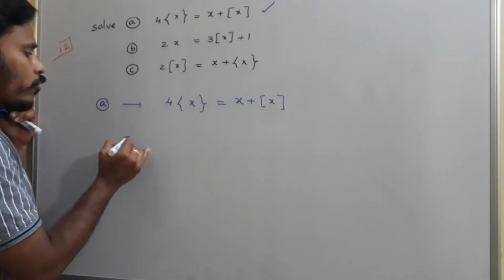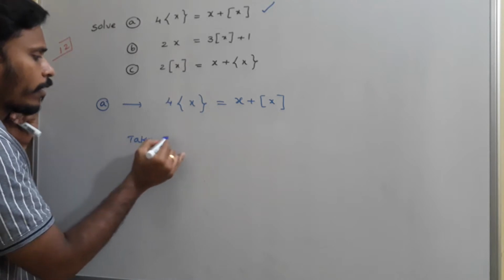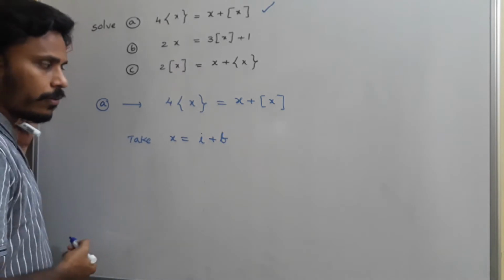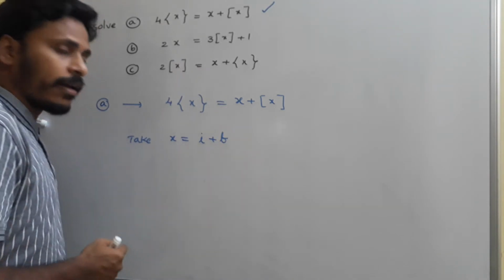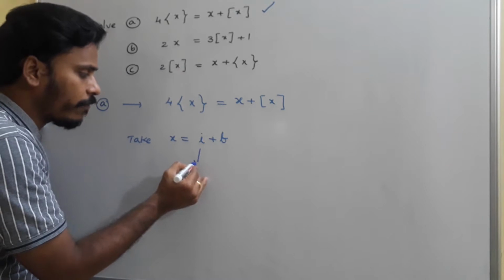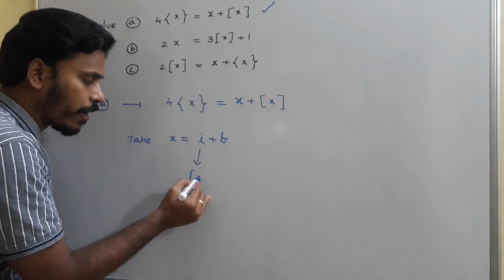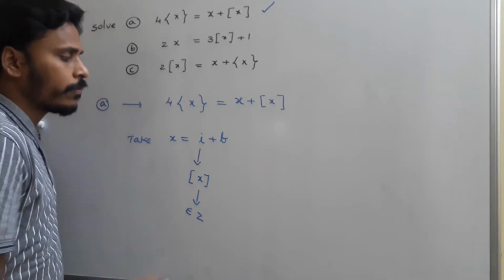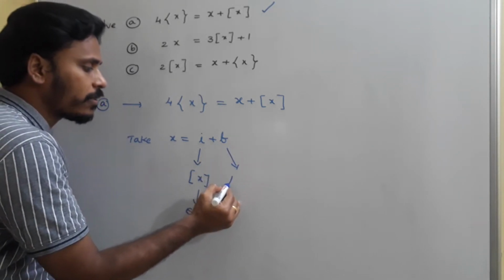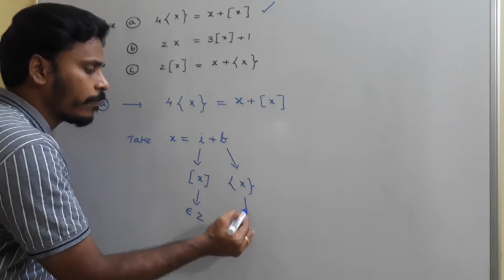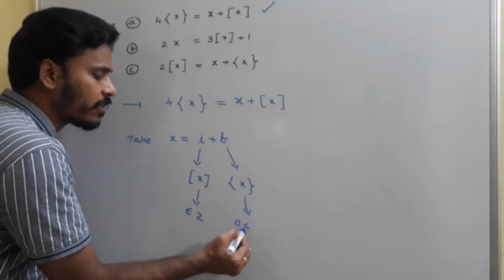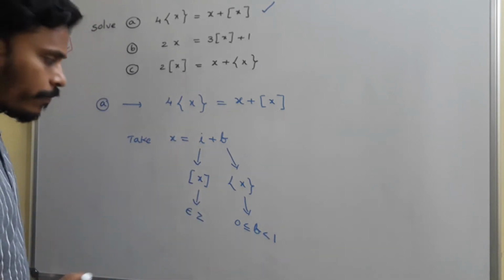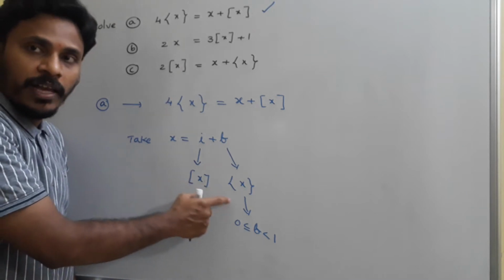So initially you just take x equals some integral part plus fractional part. When you say x as integral part plus fractional part, we are very familiar with that. This integral part is simply step x, which belongs to the integers, whereas this fractional part is the fractional part of x, whose value lies between 0 and 1. This is the basic definition of x. So x is step x plus the fractional part of x.